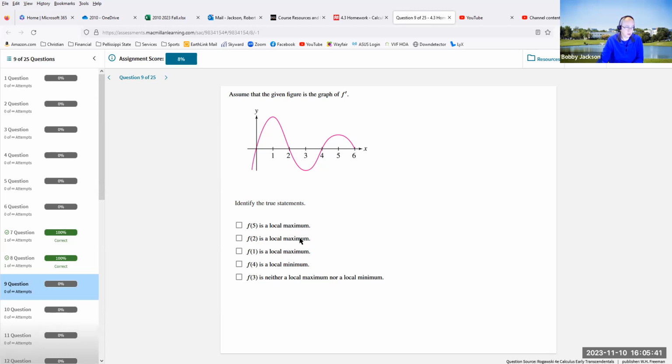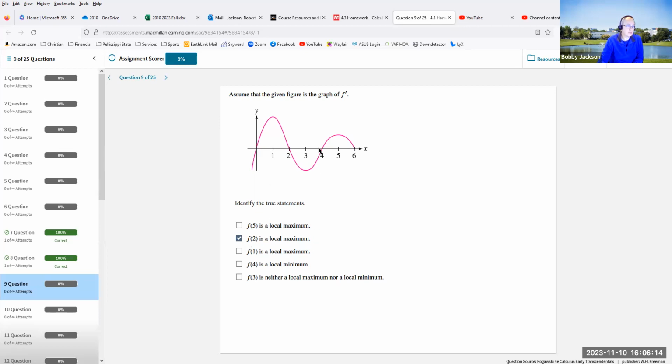F of 2 is a local maximum. F of 2, the derivative is 0. We have a critical point at 2. And notice for values less than 2, the derivative is positive. For values greater than 2, the derivative is negative, below the x-axis, right? So therefore, we're changing sign in the derivative from positive to negative. We have a local maximum at f of 2. F of 1 is a local maximum. Well, as I said previously, no. F prime has a local maximum at 1, but f does not, because that is not a critical point.